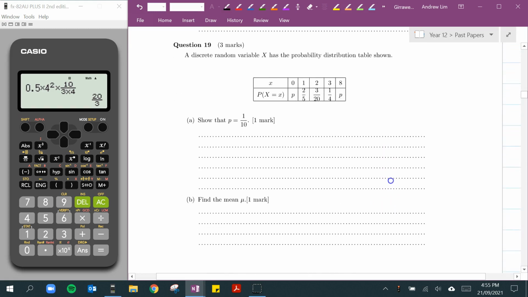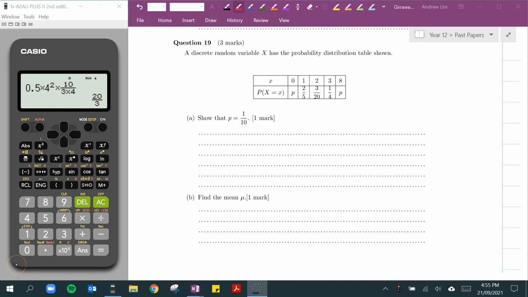Okay, question 19. A discrete random variable x has the probability distribution table shown. Show that p is equal to 1 over 10. Well, because it's a discrete random variable, we know that all the probabilities will add to 1. So we've got 2p plus 2/5 plus 3 over 20 plus 1/4 is equal to 1.